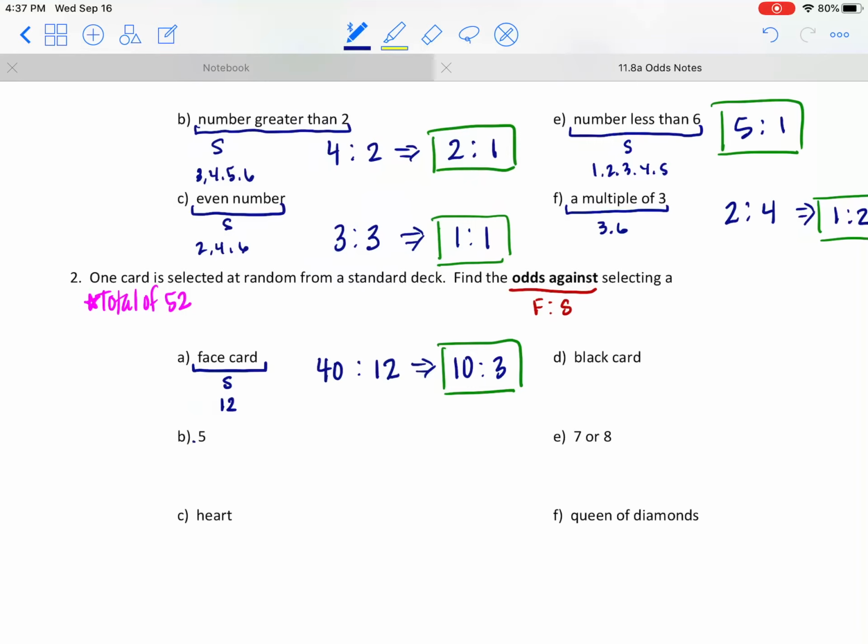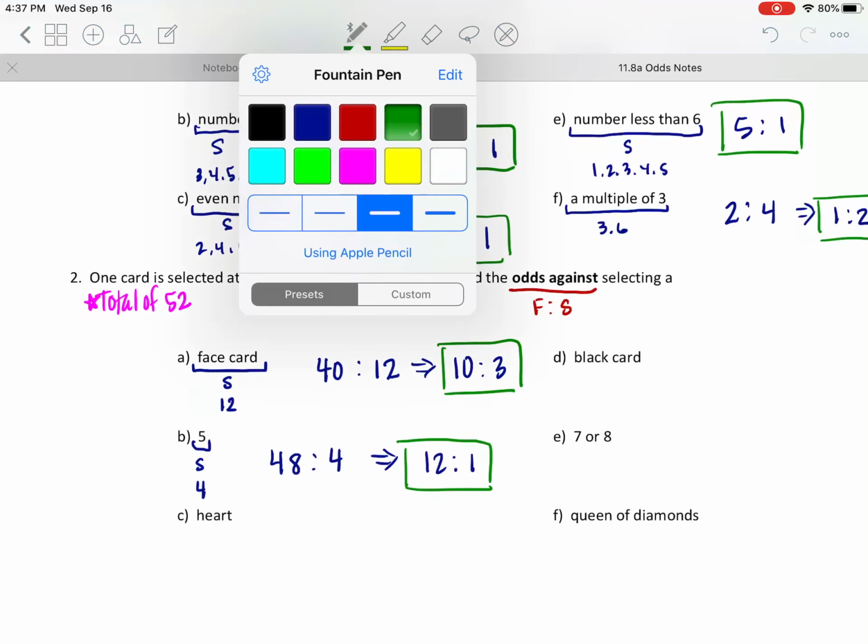Okay. Picking a 5, if that's a success, how many are there? How many 5s are in the deck? There is 1 in each suit, so 4 of them. So we're going to have 4 successes. The rest of them are not going to be 5s. That means the other 48 cards are not going to be 5s. Those would be our failures, and failures are going to go first. And that's going to reduce to 12 to 1. So we have 12 to 1 odds against picking a 5.